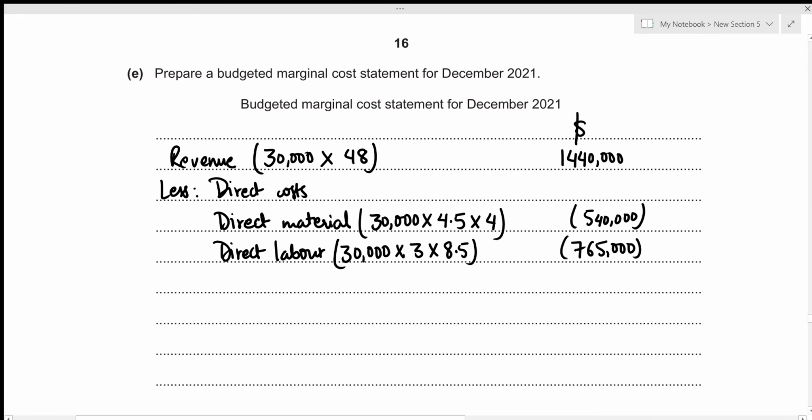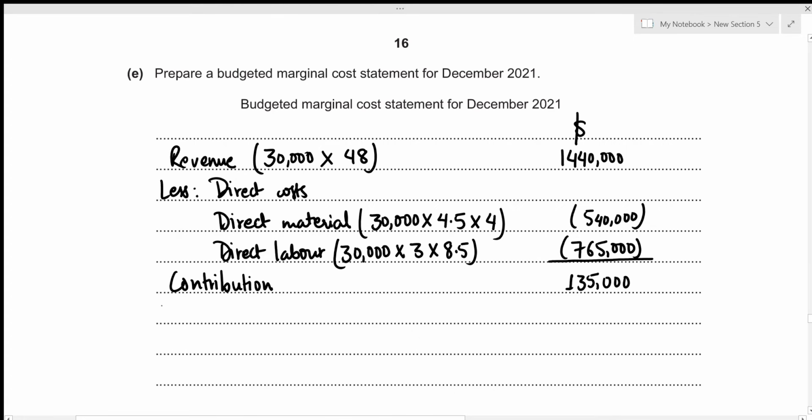Now we can just subtract all of the direct costs from the revenue in order to figure out the contribution. So the contribution is going to be 1,440,000 minus 540,000 minus 765,000. That's going to be 135,000.